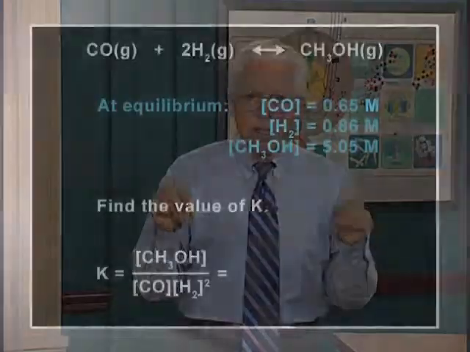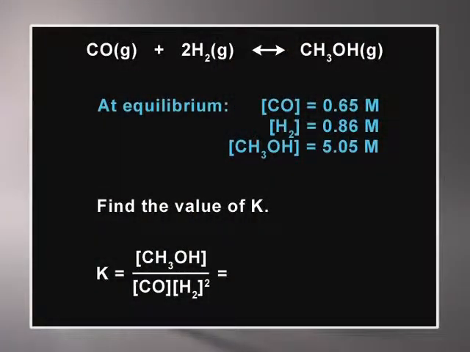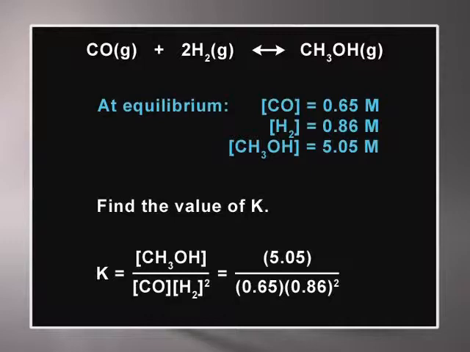According to our rules, K would equal the concentration of CH3OH divided by the product of the concentration of CO times the concentration of hydrogen squared. So plugging in the numbers, the concentration of CH3OH was 5.05 molar, the concentration of carbon monoxide was 0.65 molar, and the concentration of hydrogen was 0.86 molar, and that has to be squared. This comes out to be a value of about 11, 10.5 if you want to carry an extra digit. Either answer is okay with me.